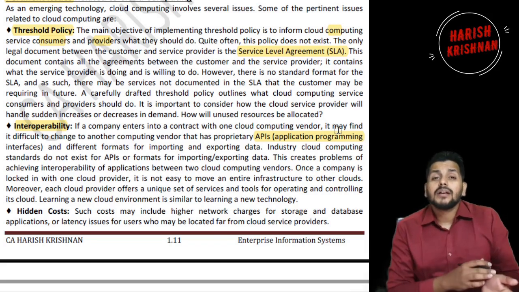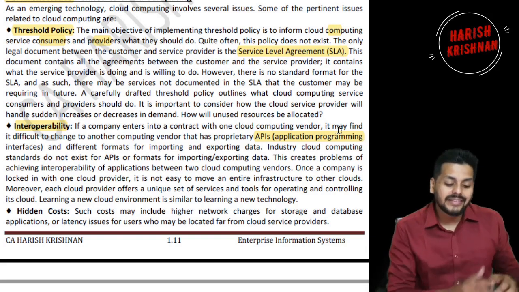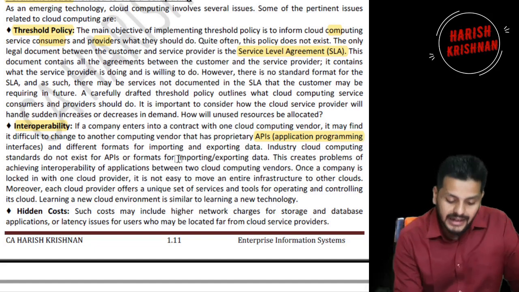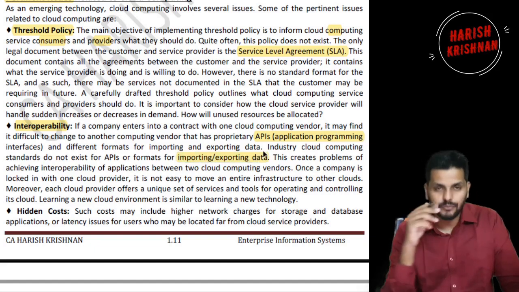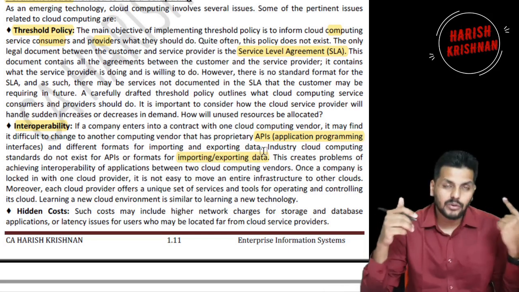So operation between one cloud and the other, which is called interoperability, for importing and exporting the data could be an issue. So threshold policy is a pertinent issue. Interoperability between clouds is an issue.